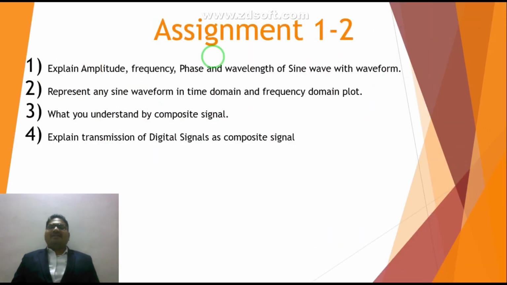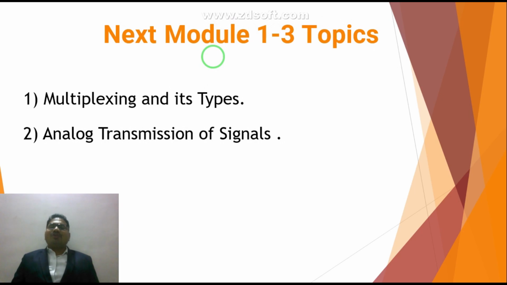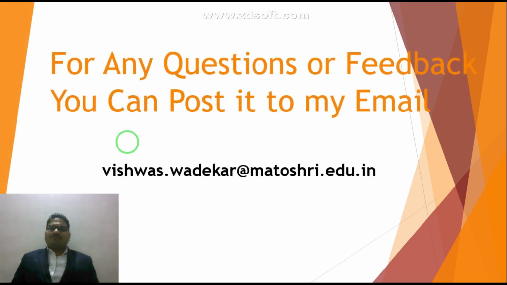So this is the second assignment. Please note down this assignment, and you have to submit it. In the next module, guys, we are going to discuss multiplexing and its types. And then we are going to see the analog transmission of your signals. For transmission of signals, there are two ways, analog and digital. So first we will cover the analog transmission of signals. You can post the assignment to this email address.